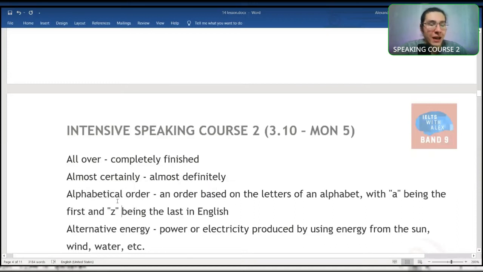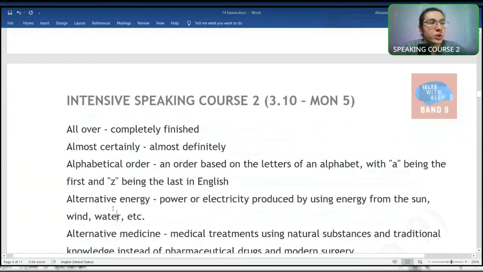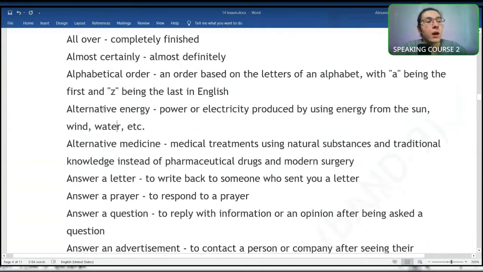Your names should be in alphabetical order whenever we start doing the feedback. There are a lot of alternative energy sources available to different countries. My friend really likes to use alternative medicine because she doesn't believe in drugs like penicillin and antibiotics.